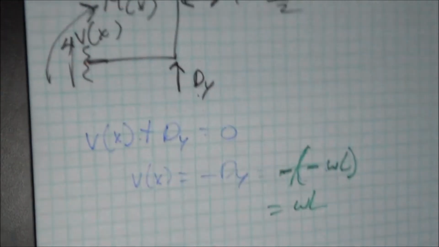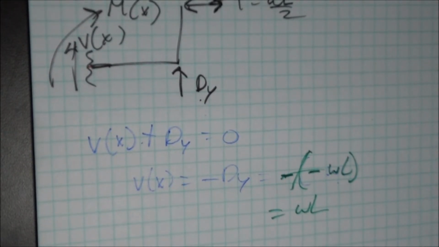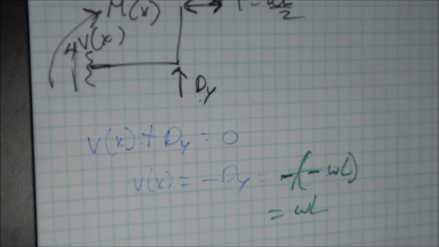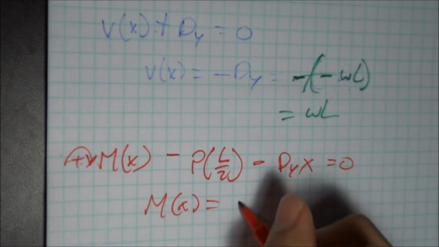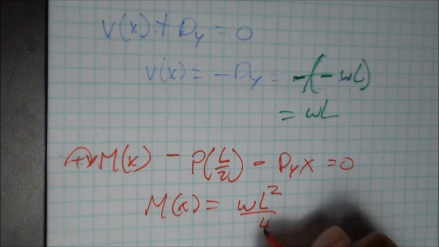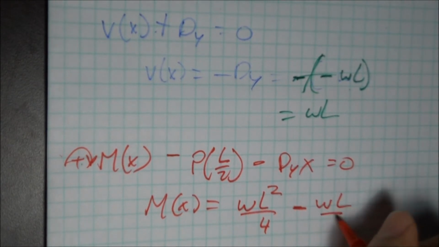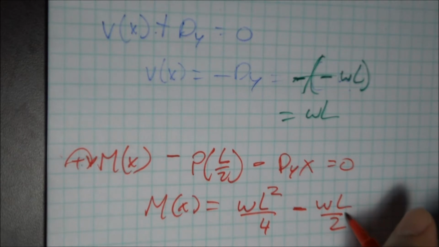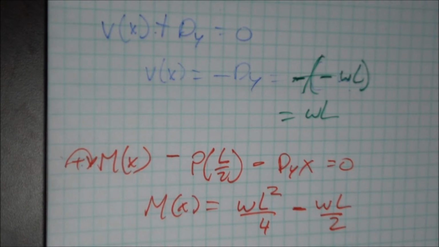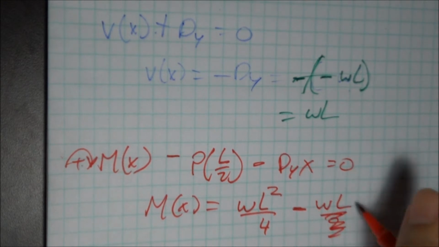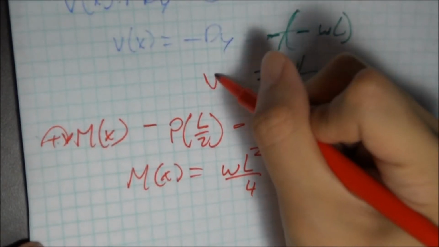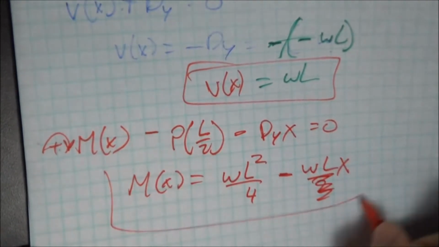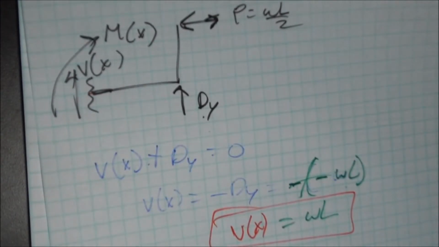This force, however, does change distance. This is going to be minus dyx. And I'm going to set these equal to 0 and solve for m of x. I should get that m of x is equal to WL squared on 4 minus WLx. These are my equations for my shear and moment for CD, the portion of the graph between C and D.